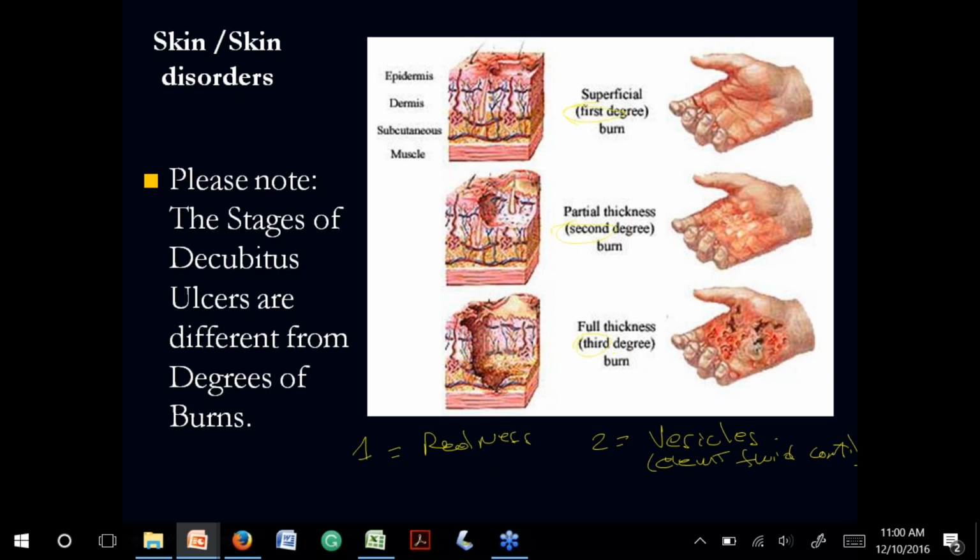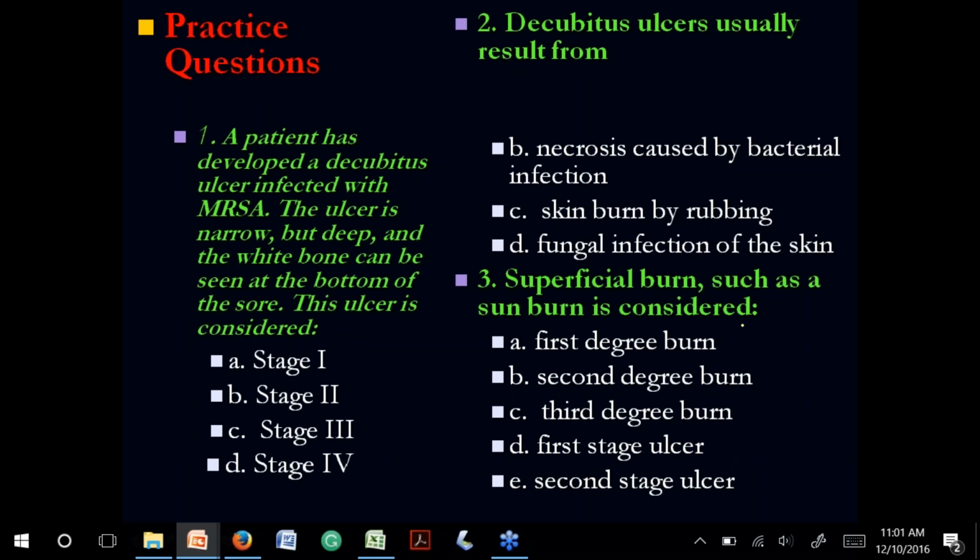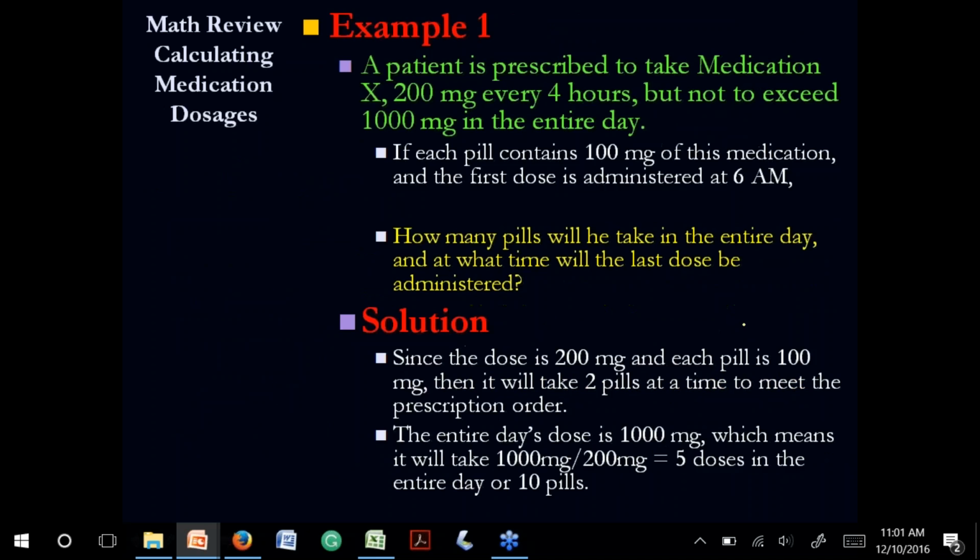And third degree is when the burn is going to show these necrotic areas. Can you see these black areas? So those are necrotic. Necrosis means dead tissue. So dead tissue needs to be removed. Why? Because if you leave it there, it is going to grow bacteria. So it's a source of infection. All right, so let's keep going.